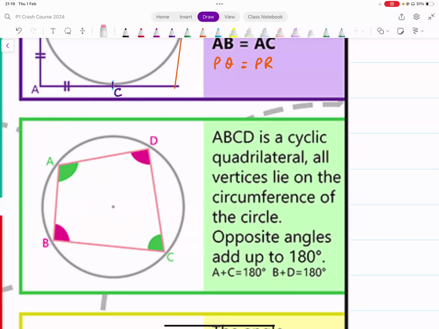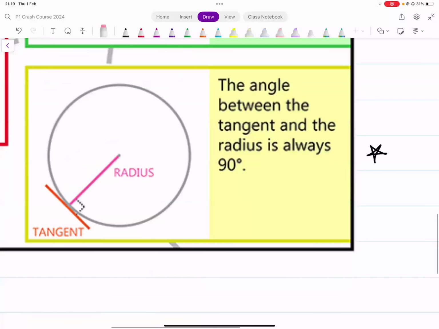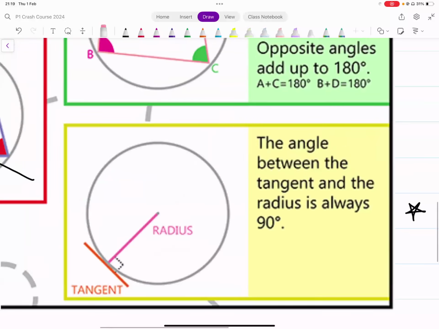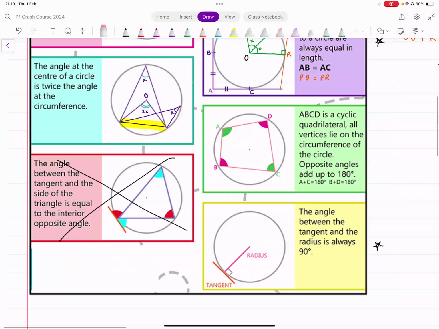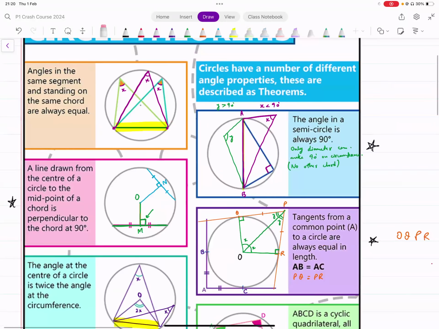Okay. And then finally, if we have a tangent and a radius, they make 90 degrees with each other. The angle between a tangent and a radius is 90 degrees. Okay. So these are all the properties that you need to know about. You've done all of these in O levels. There are some that are used more than the others. So that's why some of them have stars with them.